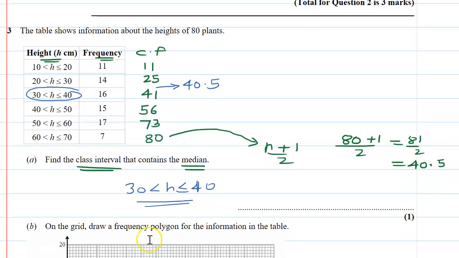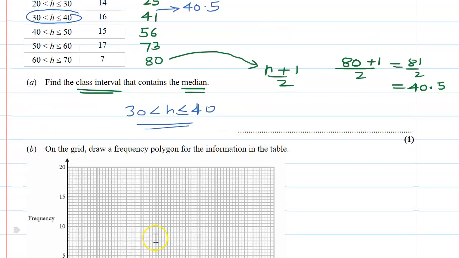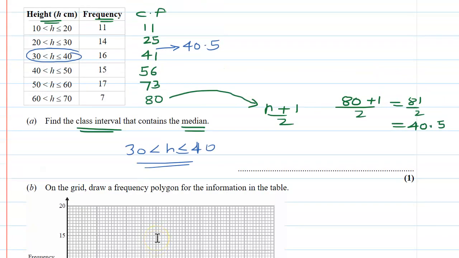Next one is they are saying on the grid draw a frequency polygon for the information in the table. So how can we draw a frequency polygon? Let's have a look here. To draw the frequency polygon, you need to find the midpoint of this class interval. So how to find the midpoint? You add 10 and 20, that is 30. 30 divided by 2, so this will be 15. This is the midpoint 15.